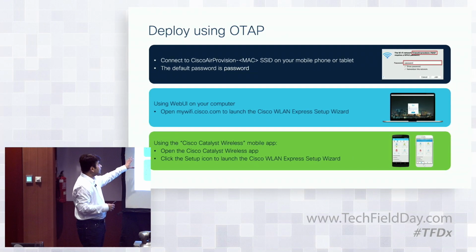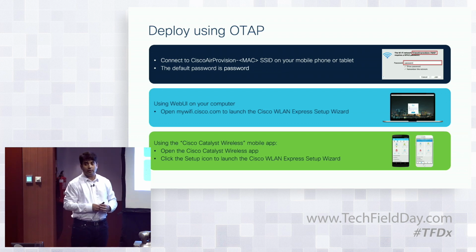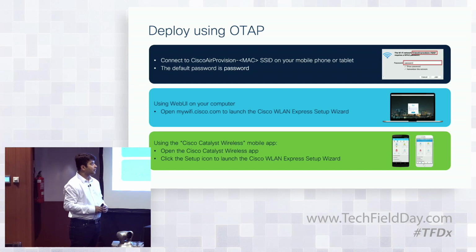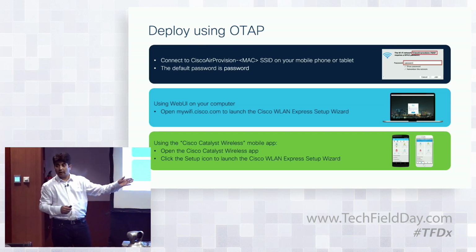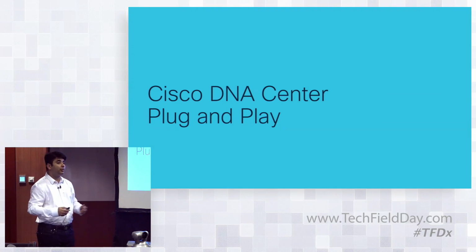Now this is the example which I was trying to show, Cisco Air Provisioning, the MAC address, what is being advertised. You can use your client to connect to that, give the password as "password", that's the default password in day zero. Once you log into that, you go to mywifi.cisco.com from the web UI and configure day zero. Or as I said again, with your mobile app, you can go through the Express wizard and configure the entire network.